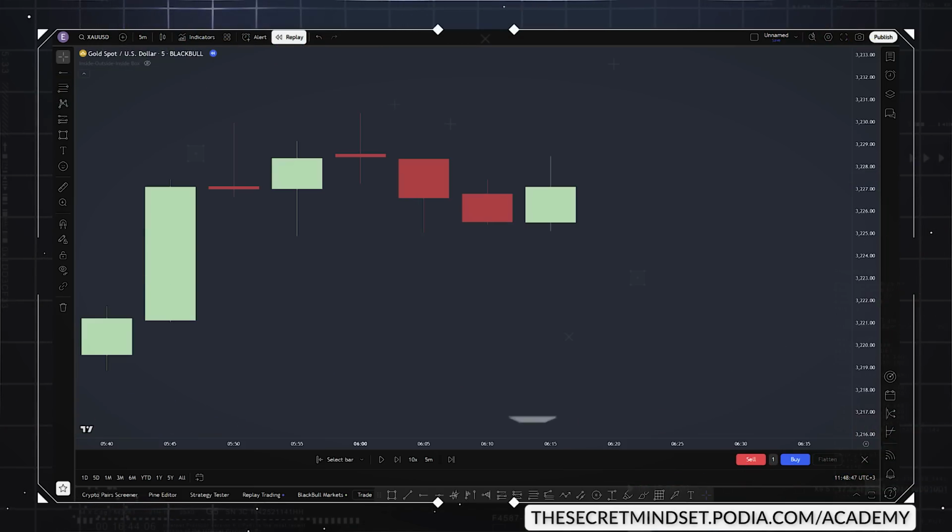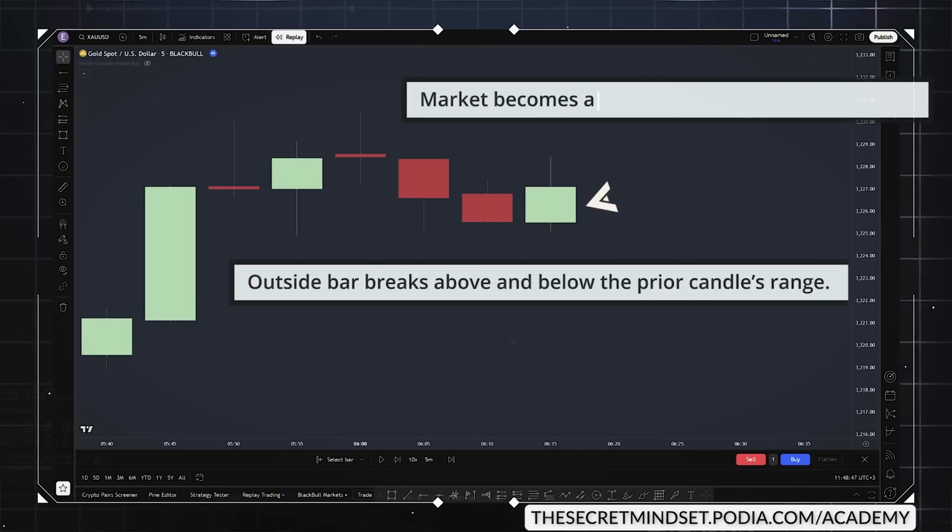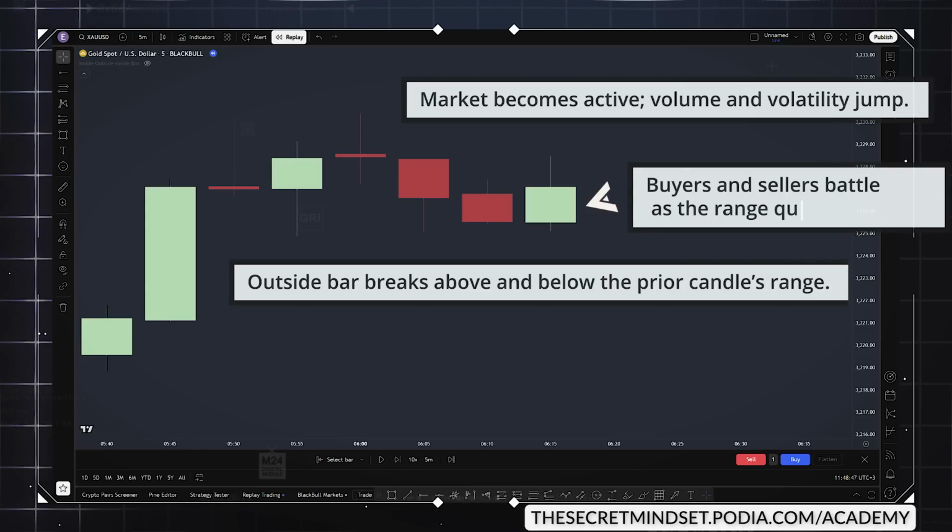Then comes the outside bar. This candle is wide. It breaks above the high and drops below the low of the last bar. It engulfs both sides. This outside bar means there's a fight. Volume often jumps. Both buyers and sellers try to take control. The range expands fast. Anyone with tight stops gets hit. The outside bar is noisy, messy, and full of action. This is the wide part of the pattern.